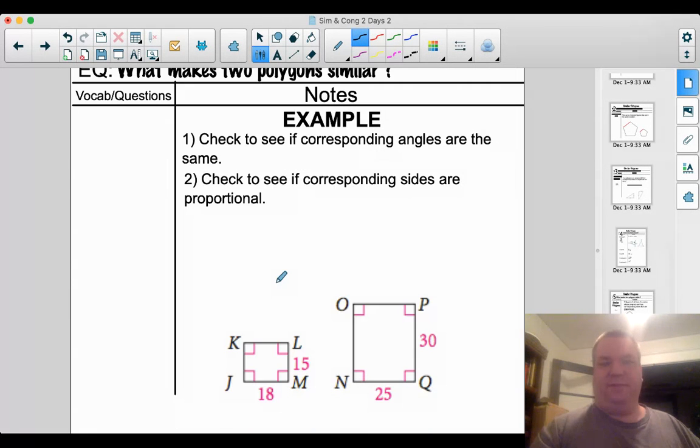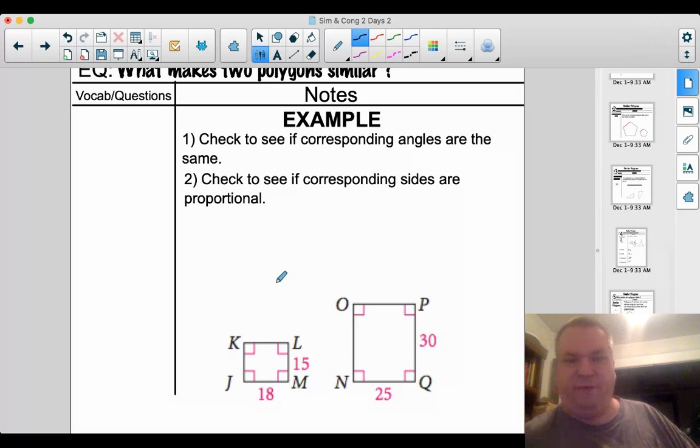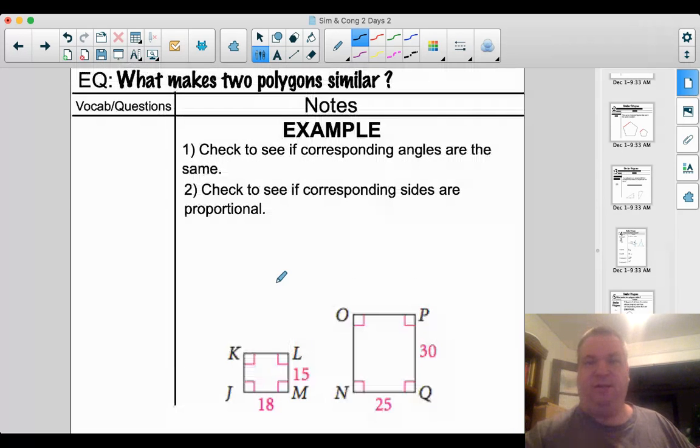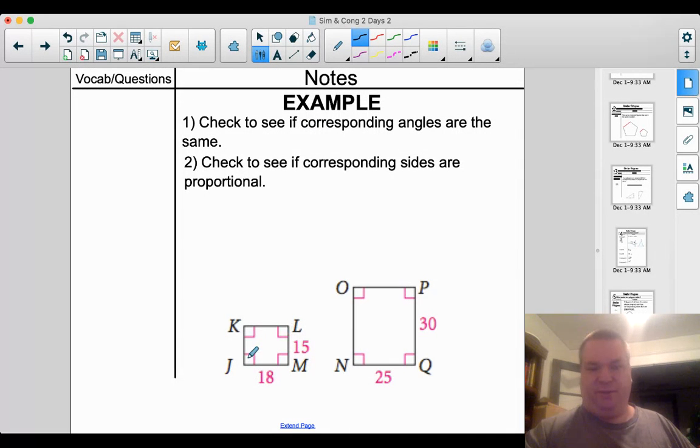Okay, so let's look at some examples of that. If I want to see if these two things are similar, I'm first going to check to make sure they're the same shape. So I look at all the angles and make sure the angles are the same. All these have the little box in the corner, which means they're all right angles. So all the angles are the same. I can guarantee that. But I also have to make sure the sides are proportional.